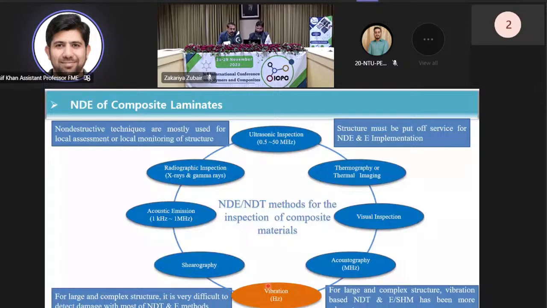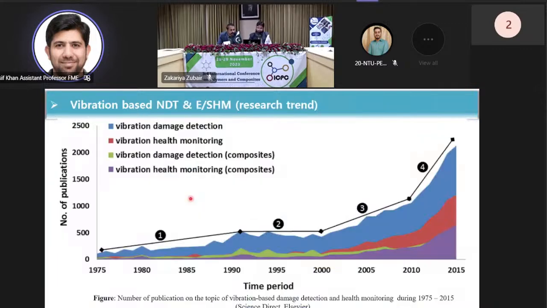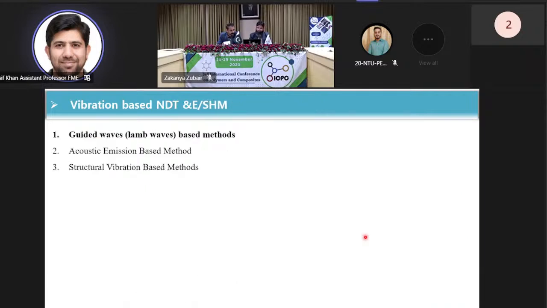Now, in order to realize the importance of vibration-based methods for health assessment of laminated composites, here, although this is not very up to date, it will still give you a general idea. Up till 2015, this is the volume of literature and research work done on vibration-based condition monitoring of laminated composites. As we can see from the trend, these are very powerful techniques for the health assessment of laminated composites.